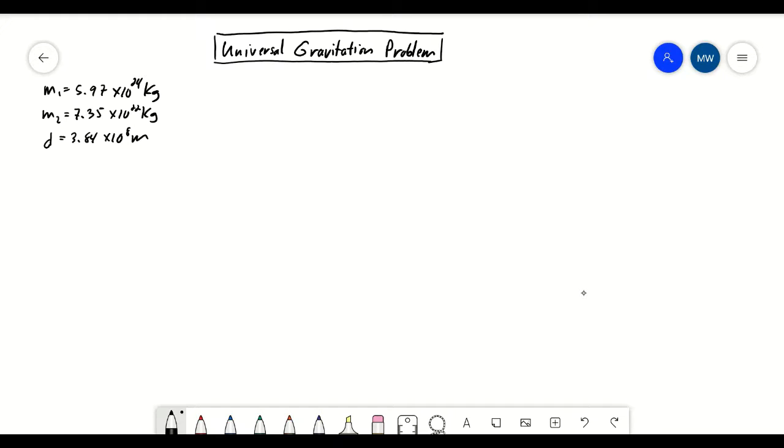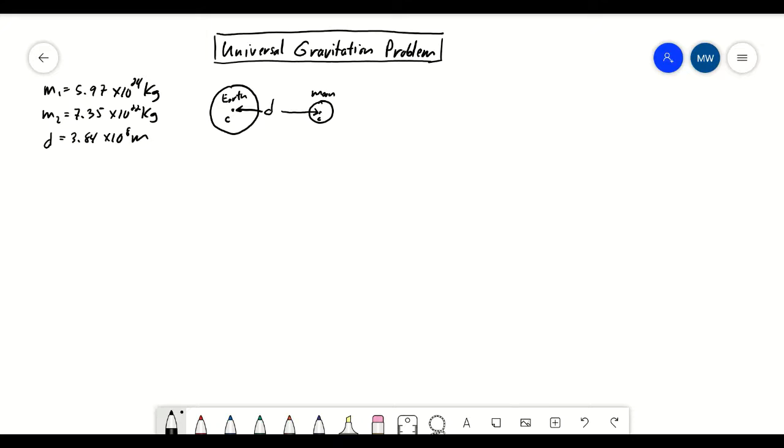Now, it is important to note that when we're talking about distances between objects when we're dealing with gravity, if this is Earth right here, there's the center of Earth, and the moon is here, and there's the center of the moon, the distance is always to the center.